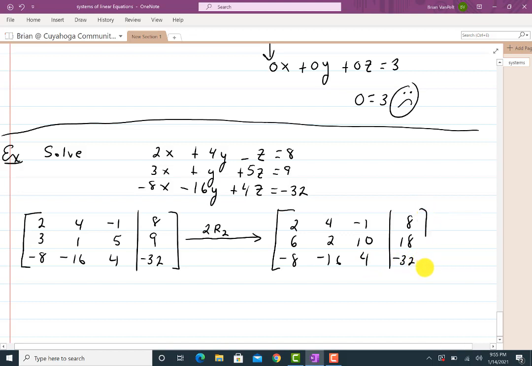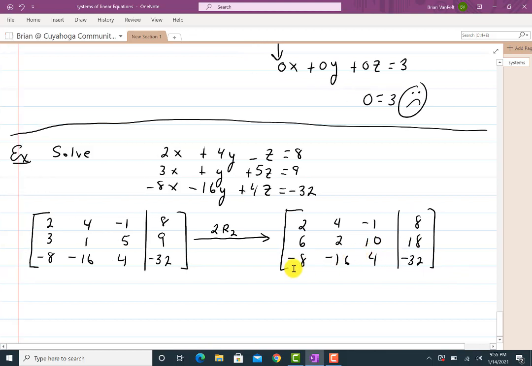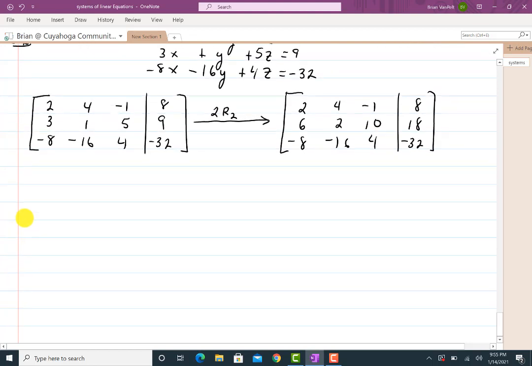Now you think about it, it probably would have been easy to divide this whole row by negative 8 and then swap it and put it in the first slot, but it's not going to be that big of a deal anyway. Now I'll start to take this 2 and wipe out what is underneath it. So to wipe out this 6, I need to multiply 2 by negative 3. So I'll do negative 3r1 plus r2.